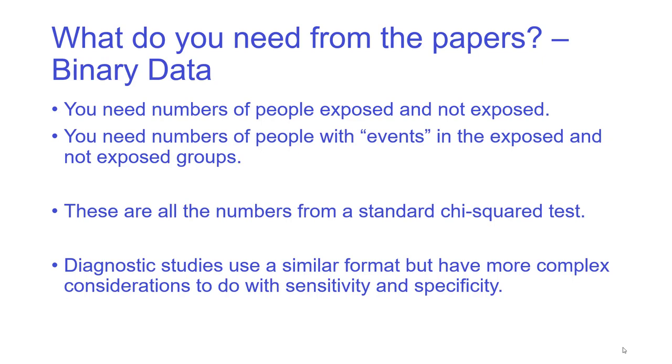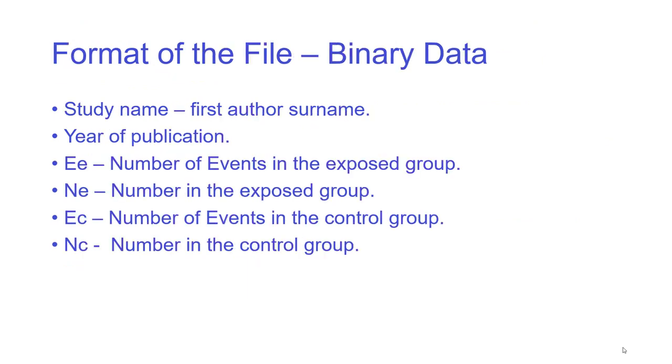For binary, you need the number of people exposed and those not exposed. You need the number of people with events in the exposed and not exposed group. So those who are ill, those who are affected, those who are unaffected. Those are all the numbers you would usually use if you're going to do a chi-squared test. And you can also use similar techniques for diagnostic tests, but they have some added complexities for their analysis and they are a specific topic on their own.